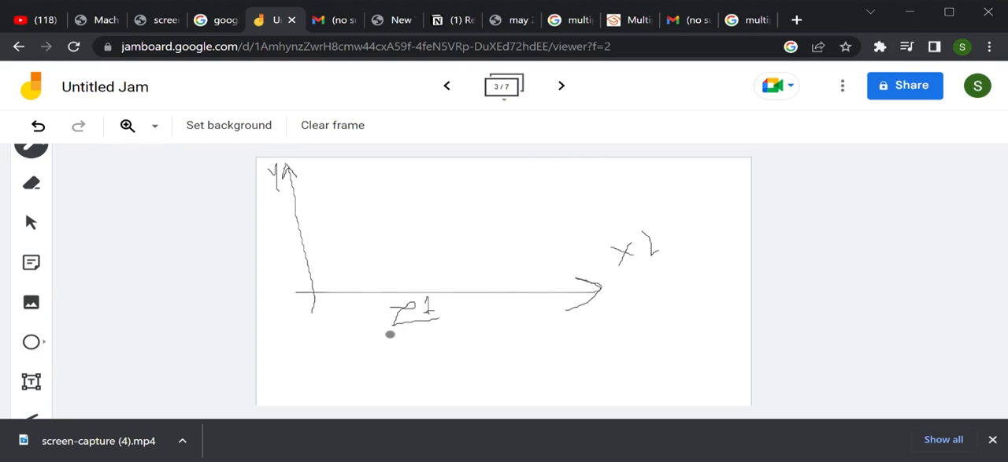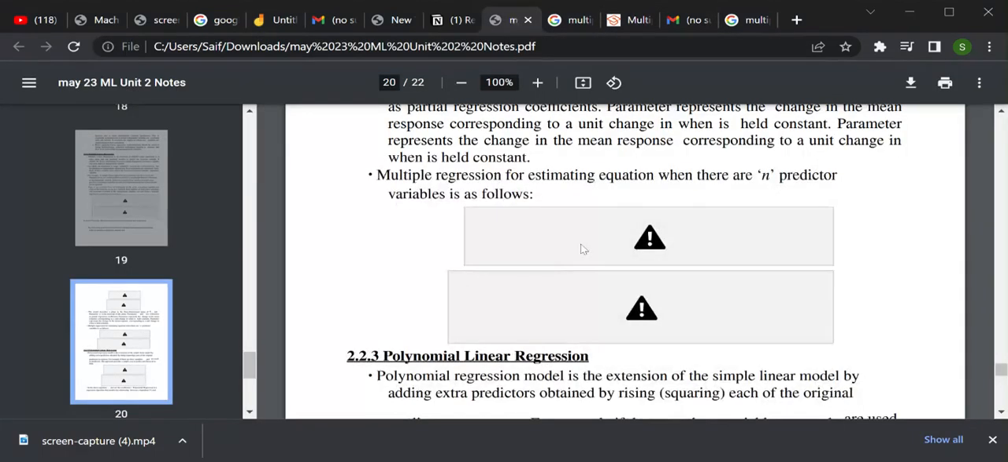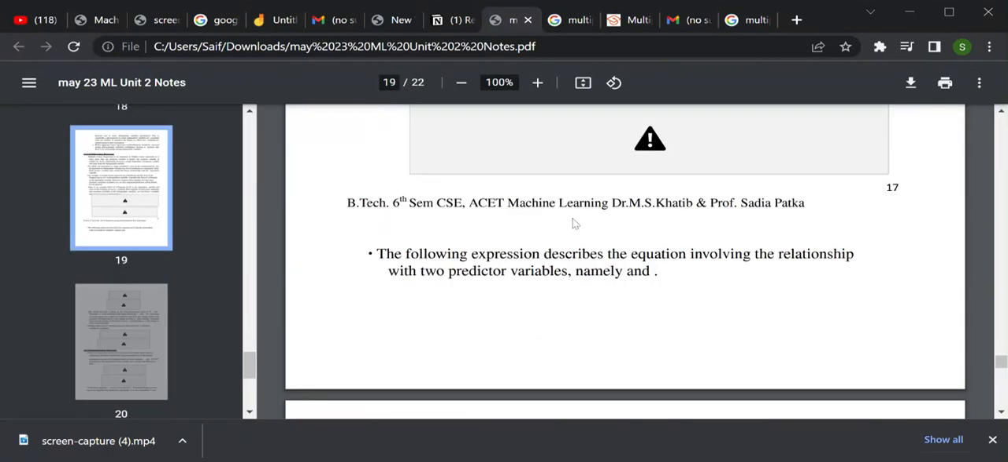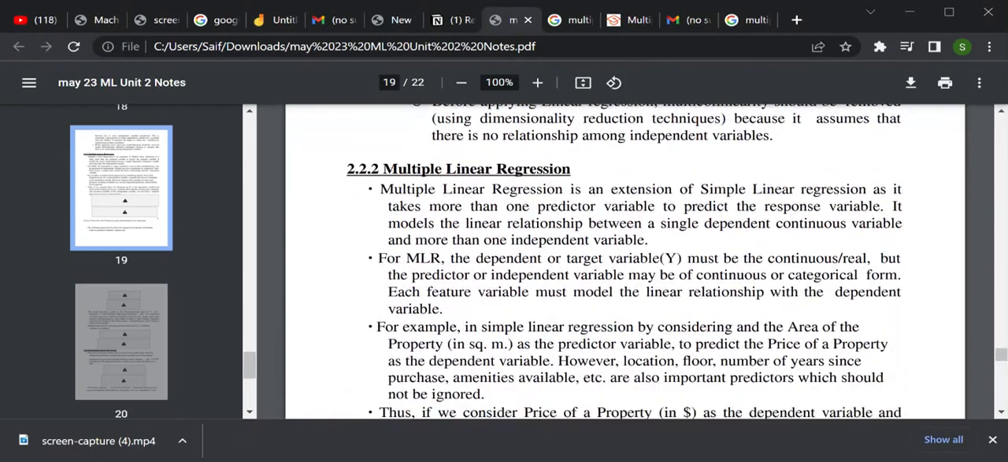So the storage is taken and we are taking RAM. So now there are multiple independent variables. While taking multiple independent variables to find an output that is a dependent variable, we call it multiple linear regression. We will see the definition in the notes here. Multiple linear regression is an extension of linear regression as it takes more than one predictor variable to predict the response variable.